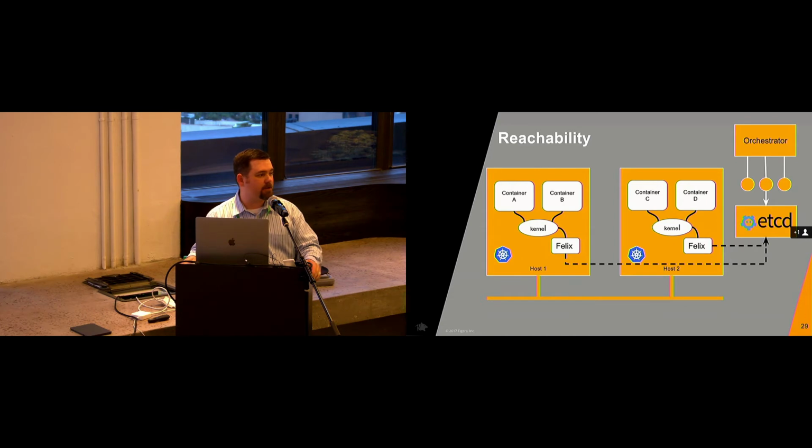So there's no God box here. There's no central point of failure, because both our database is distributed and all of our agents are distributed. And as changes occur, we are eventually consistent. As changes occur, they get distributed throughout the entire network fabric.